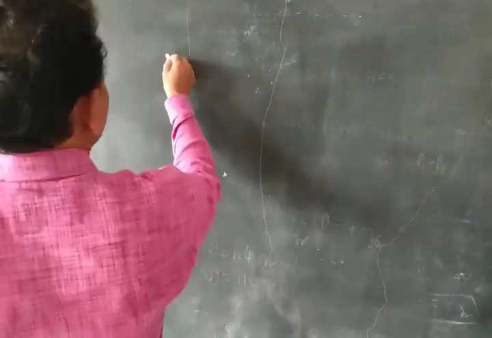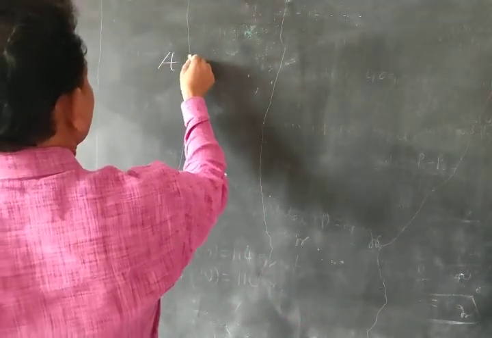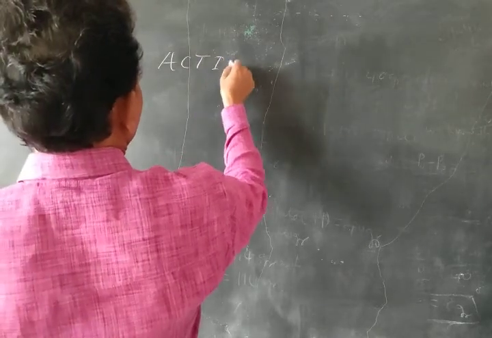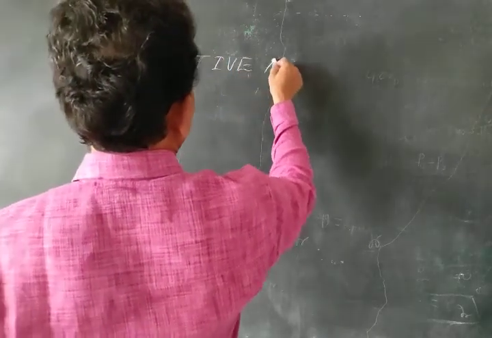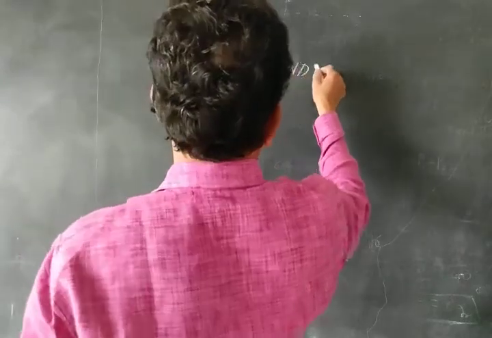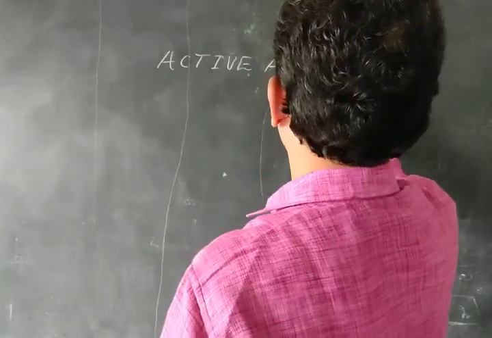In transformation of sentences, there are many kinds, like active voice and passive voice, direct and indirect speech, degrees of comparison, simple, compound and complex sentences. Among them, let us discuss today active and passive voice. Okay, active and passive voice.